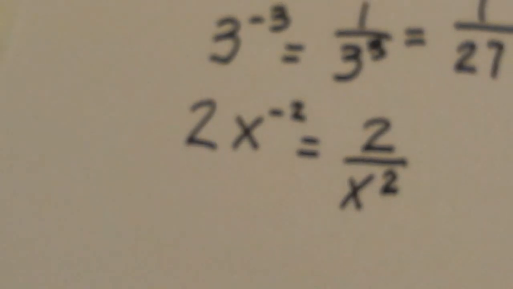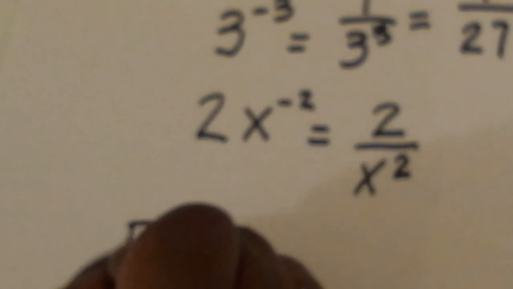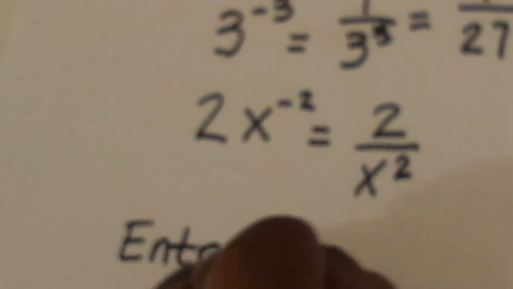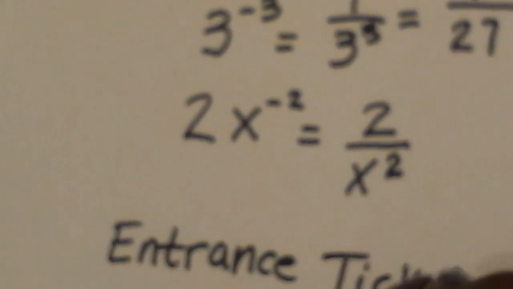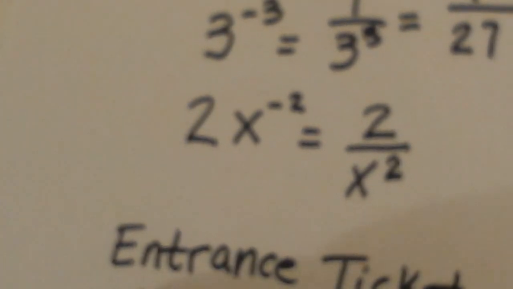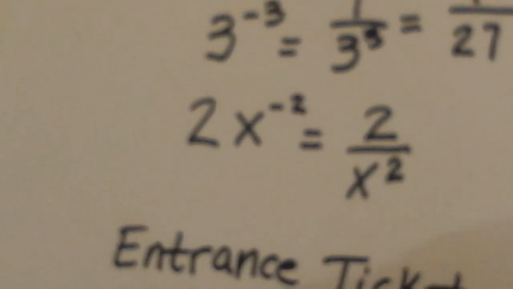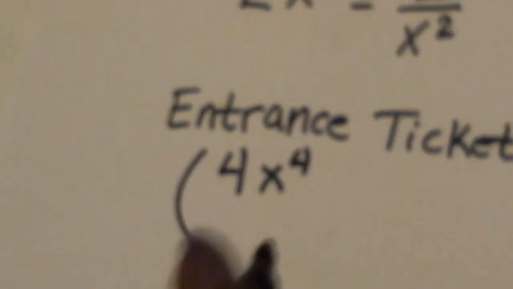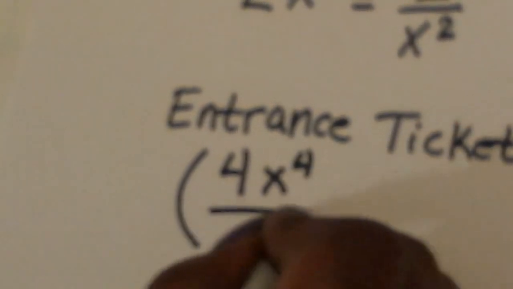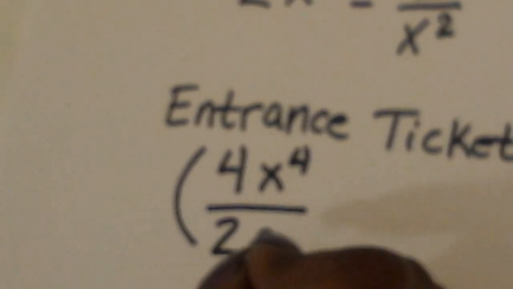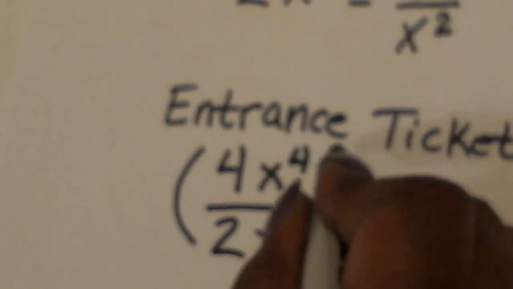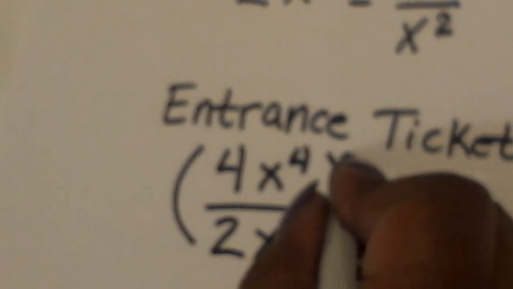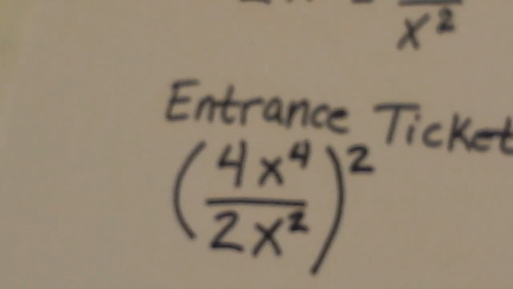So your entrance ticket is, I need you to solve this. I have 4x to the 4th power divided by 2x to the 2nd power. Let's see what you can do. And then raise all of this to the 2nd power.